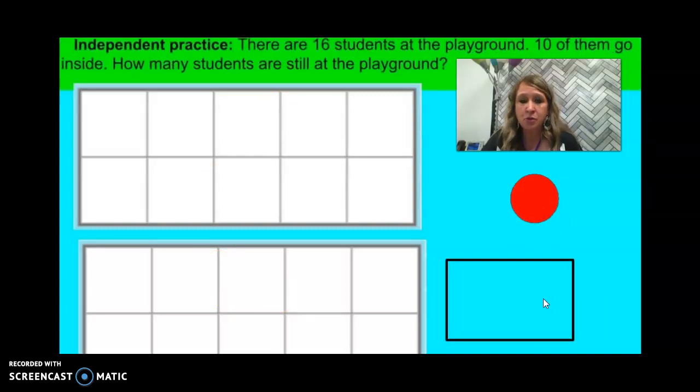Your second problem says there are 16 students at the playground. 10 of them go inside. How many students are still at the playground? If there are 16 students at the playground, you need to color 16 counters. Then if 10 of them go inside, cross out 10 of them and count how many are still at the playground, writing your answer in the answer box.